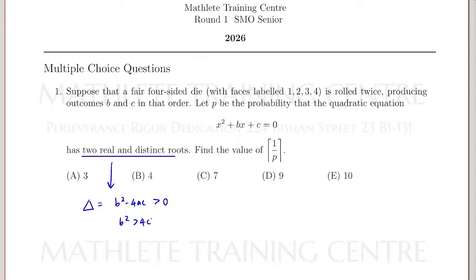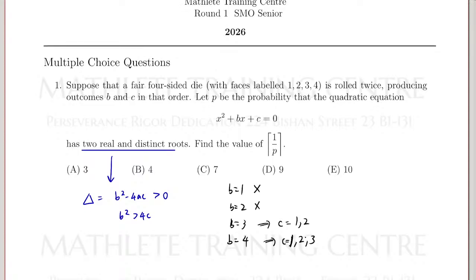So what's the probability that B squared is bigger than 4C? We can just list out the possibilities. For B equals 1, this is never possible. B equals 2, then I need 4 to be bigger than 4C, so C needs to be less than 1, also not possible. B equals 3, this needs to be less than 9, so C has two possibilities: 1 or 2. Finally, B equals 4 has three possibilities: C can be 1, 2, or 3. So there are a total of 5.